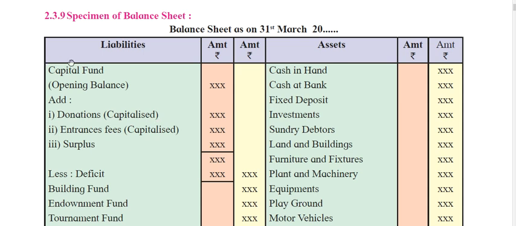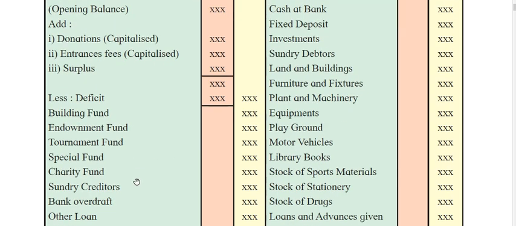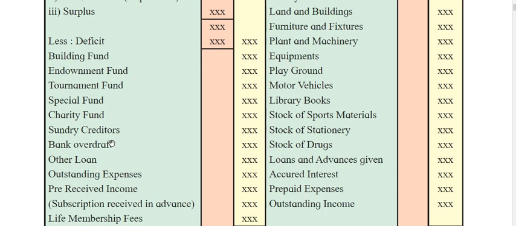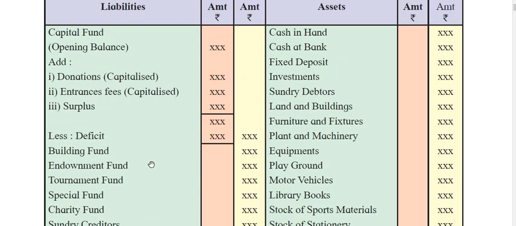So capital fund, liability side and asset side. Capital fund opening balance, add donations capitalized and entrance fees, surplus. Surplus we are adding, and deficit we are going to deduct. So building fund, endowment fund, tournament fund, special fund, charity fund, and sundry creditors, bank overdraft, other loan, outstanding expenses, pre-received income, subscription received in advance, life membership fees. These are coming on the liability side.